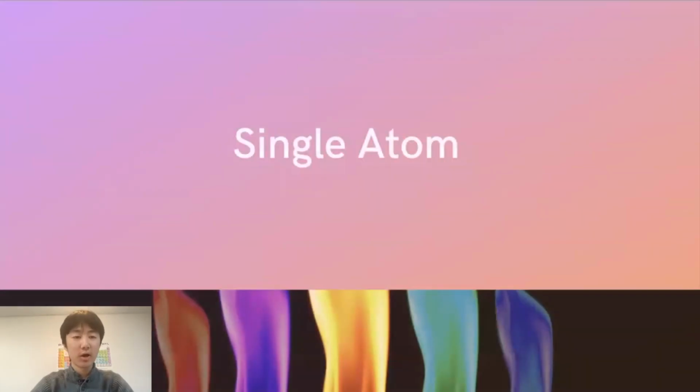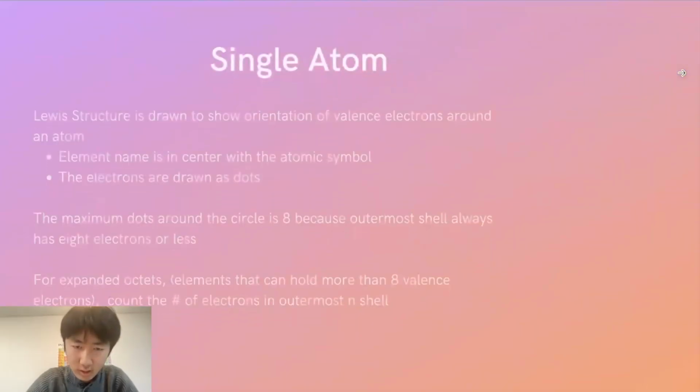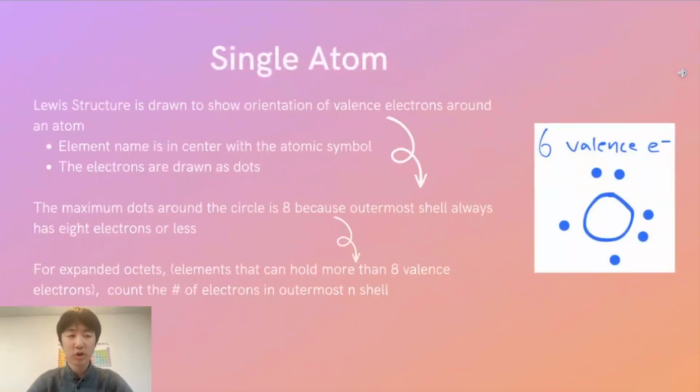Okay, so to start off, single atoms. Now, you may be asking how you draw single atom Lewis structures. A Lewis structure of a single atom is supposed to show the orientation of the valence electrons of the atom. So basically, you put the element symbol, the atomic symbol, in the center, and then you put the valence electrons around it, as you can see in this diagram on the right side. You put around it the X amount of valence electrons the element has, right? Now, the maximum number of dots that a Lewis structure for a single atom can have is 8, because the outermost shell always has 8 electrons or less.